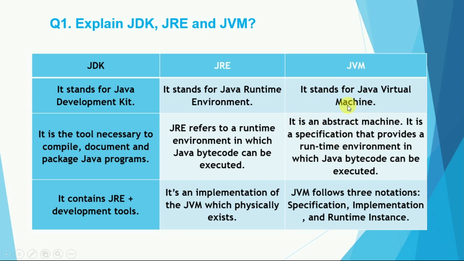It is a virtual and abstract machine. So the first difference is that the JRE physically exists and the JVM does not, because it is an abstract, virtual machine. It is a specification that provides a runtime environment in which Java bytecode can be executed. The JRE is also responsible for execution of Java bytecode, but to perform this action we need the JVM. So the JRE implements the JVM, and the JVM follows three notations: specification, implementation, and runtime instance. We will discuss this later. I hope you understood.